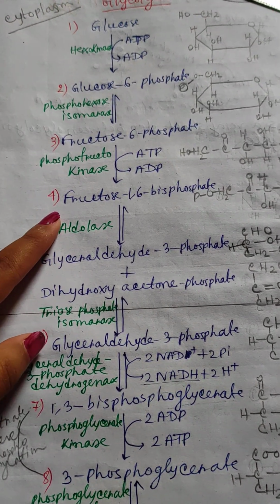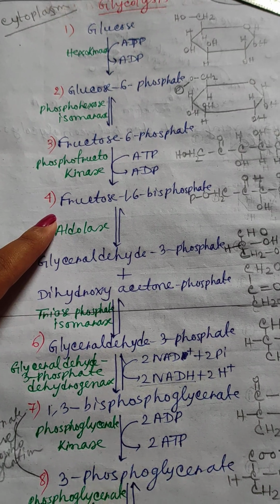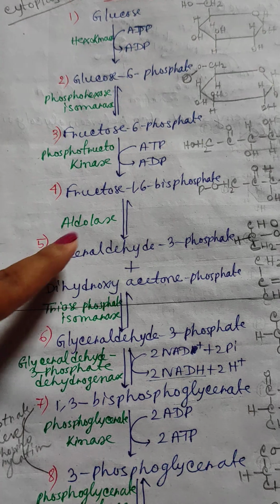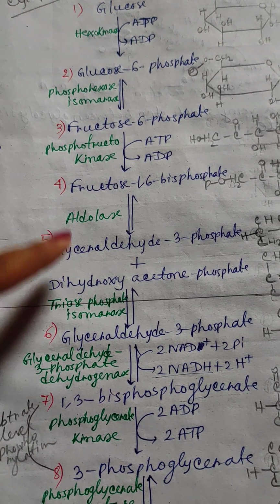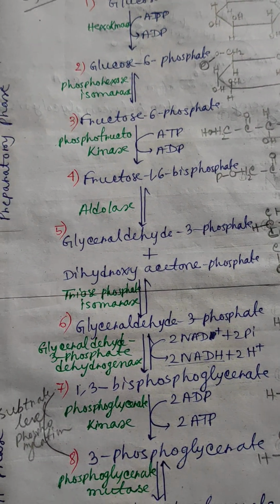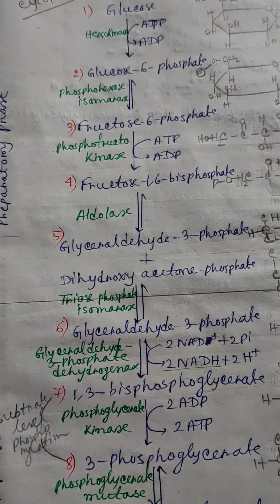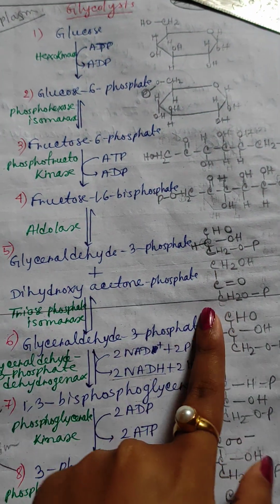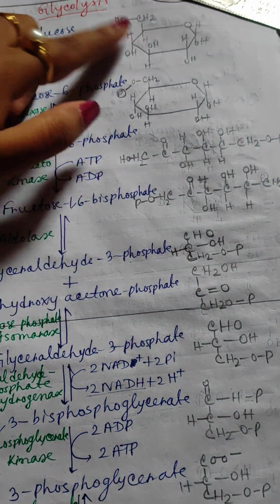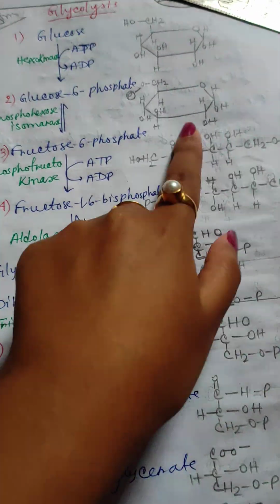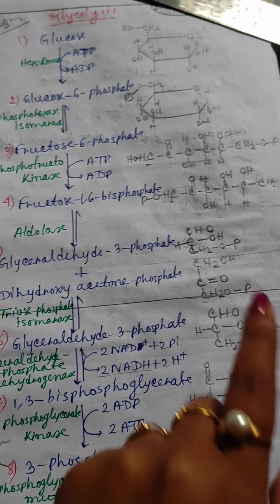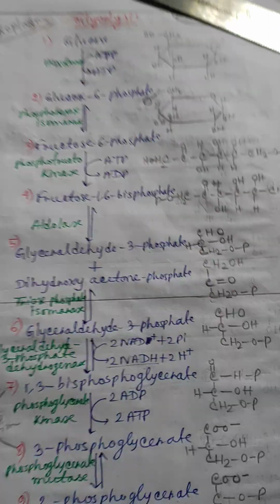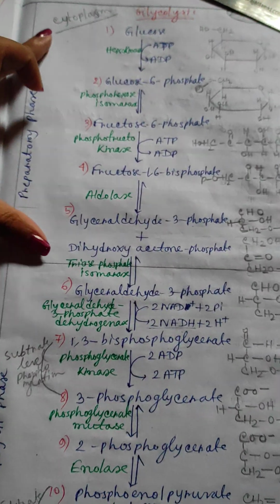Then fructose 1,6-bisphosphate is cleaved by the enzyme aldolase into glyceraldehyde 3-phosphate, meaning G3P, or dihydroxyacetone phosphate, meaning DHAP. Here all the structures are drawn. This is glucose 6-phosphate, fructose 6-phosphate, fructose 1,6-bisphosphate. This is G3P and this is dihydroxyacetone phosphate. This is the preparatory phase.